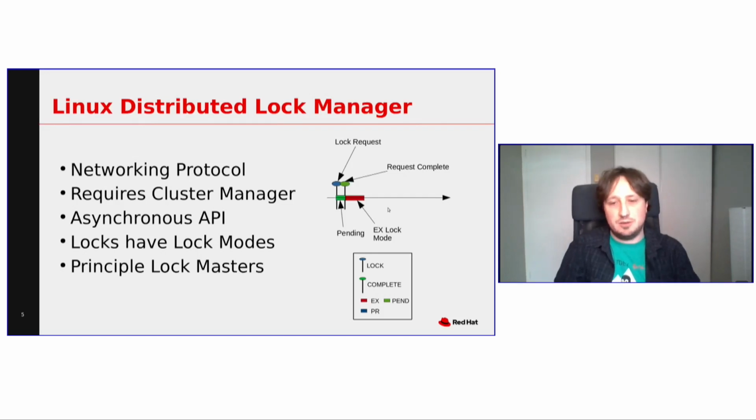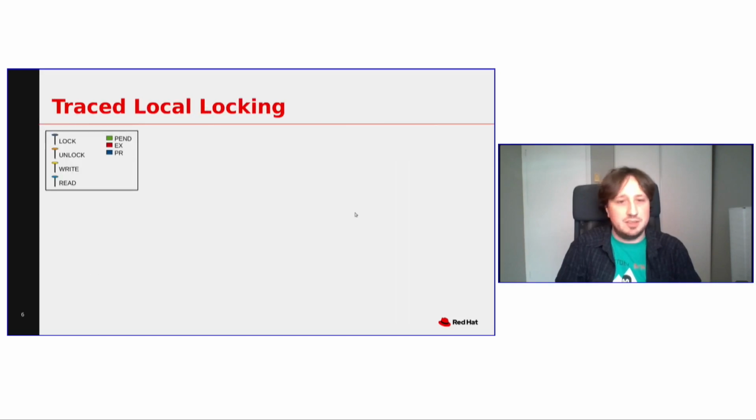You get the lock granted. Then you're having a different state, exclusive lock mode here, and then you can make another lock request. In this case, you downgrade the lock. Yes, again, the pending state, and then you are in the parallel read lock, which is a reader's lock state.